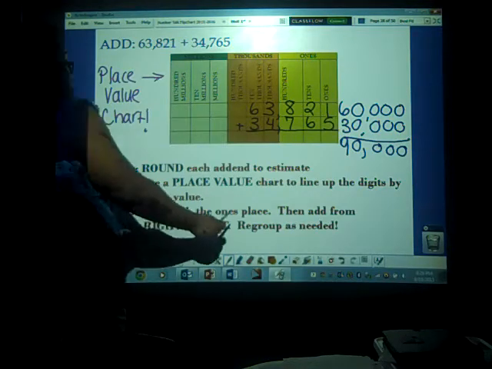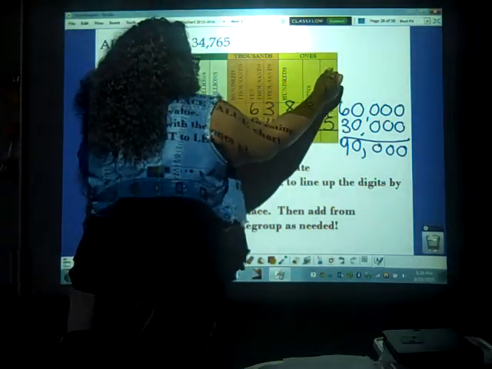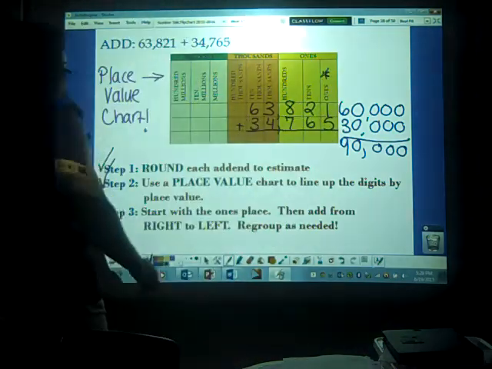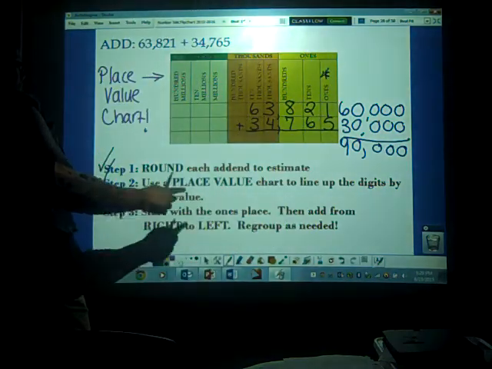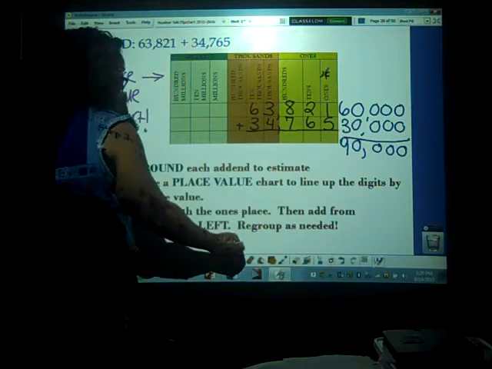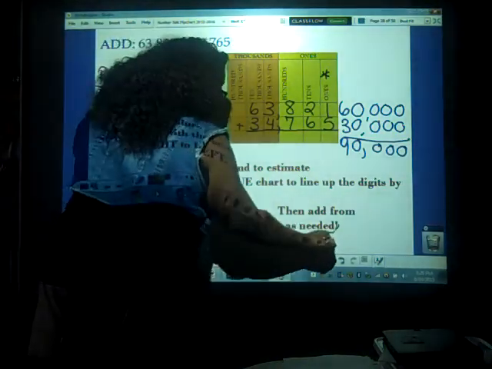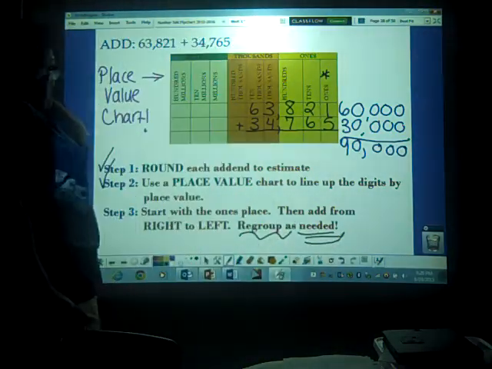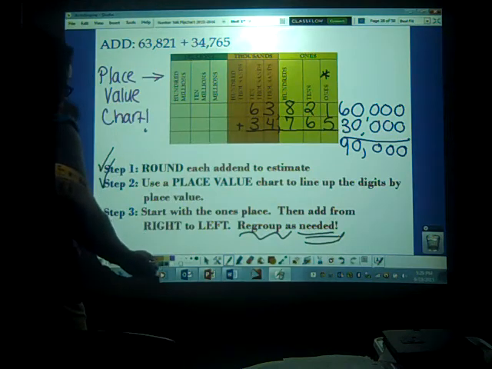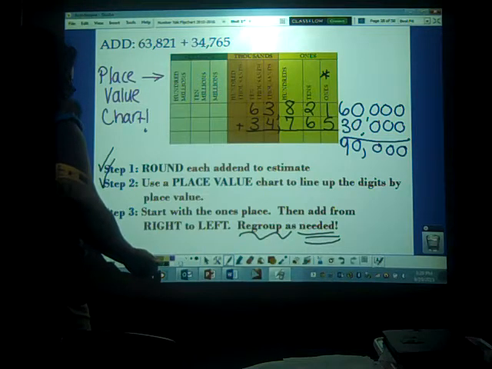Now we're going to start with the ones place. This is our starting point. And we're going to add from right to left. And then we're going to regroup as needed. Okay? So let's go ahead and start. I'm going to put my sum in, well, red.